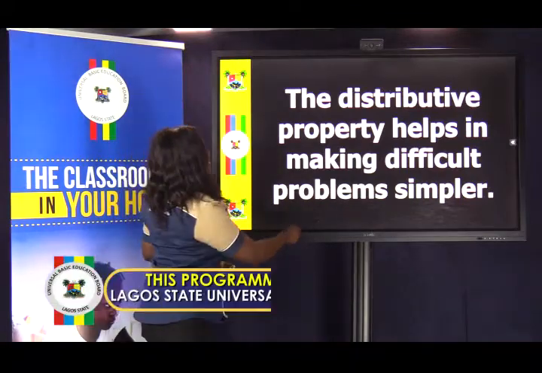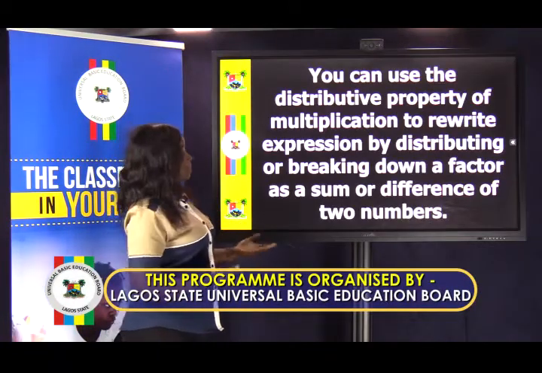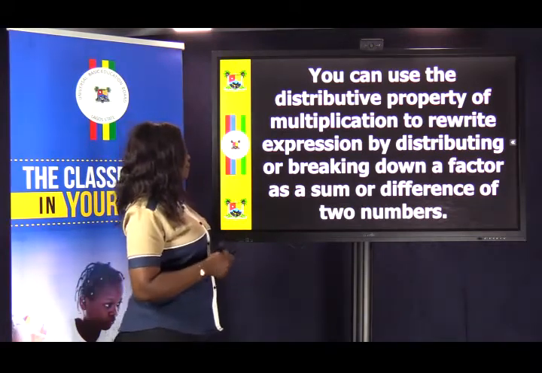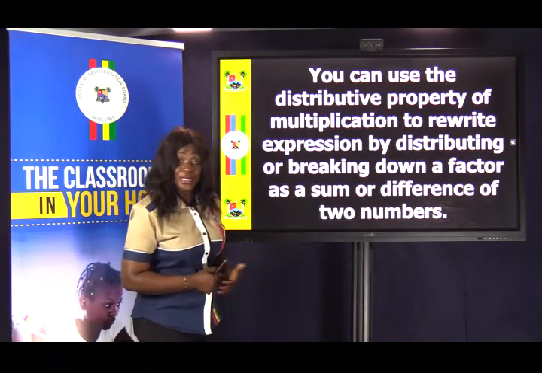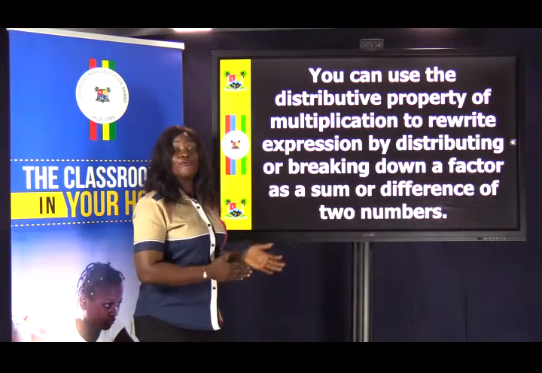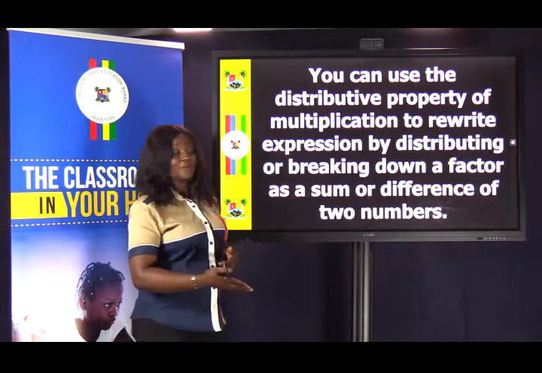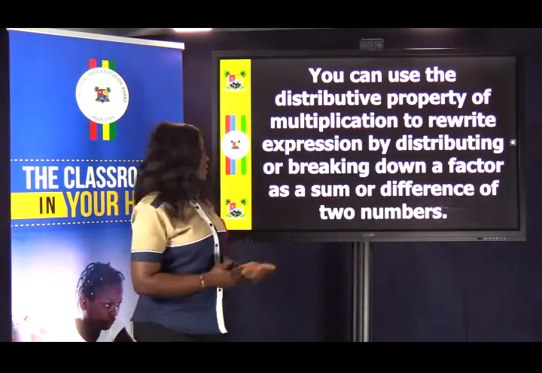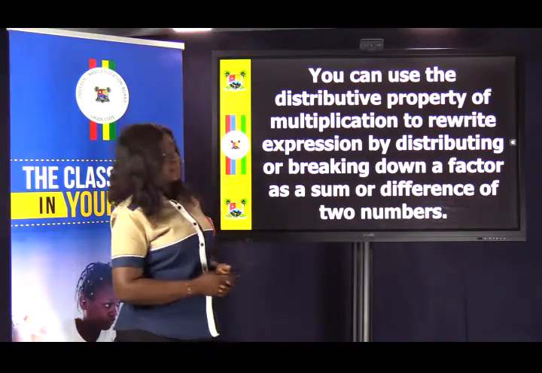to attempt it. You can use the distributive property of multiplication to rewrite an expression by distributing or breaking down a fact as a sum or difference of two numbers, like we've been doing from our last lesson. Yes, we're able to expand and if it is having a subtraction sign, we are writing it out in difference. And if it is having an addition sign, we are writing it out in sum of the two numbers. Yes.